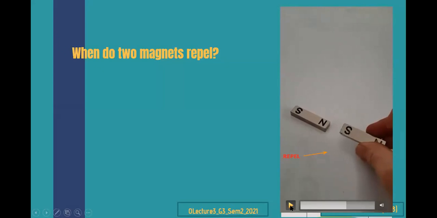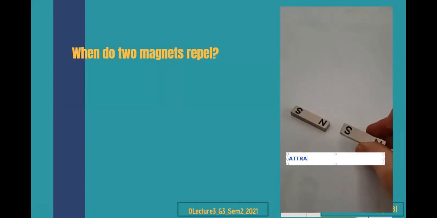So look now, we will put a south pole next to a north pole. What do you think will happen now? They will stick together. Attract. Yalla, we will stop saying stick and don't stick. We will start using two words: repel and attract.